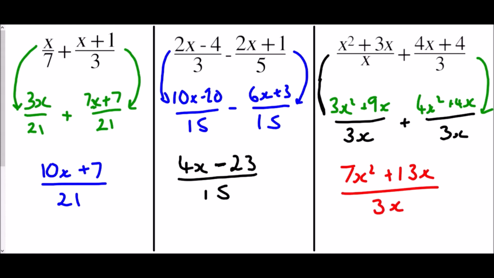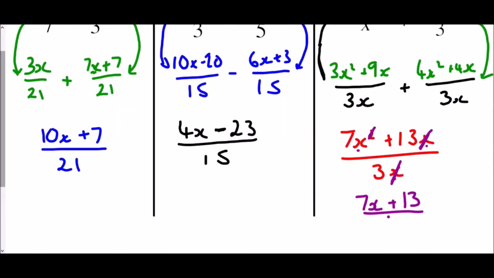Now, have we got a common factor this time? Well, here we have x, x and x, and so we can cancel all of those x's out. If I cancel the x at the bottom and the top, it will cancel out the squared in this case, and so my simplified version will be 7x plus 13 all over 3.